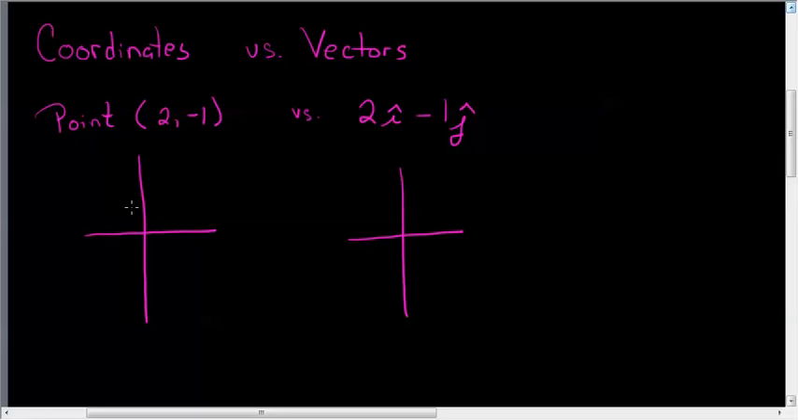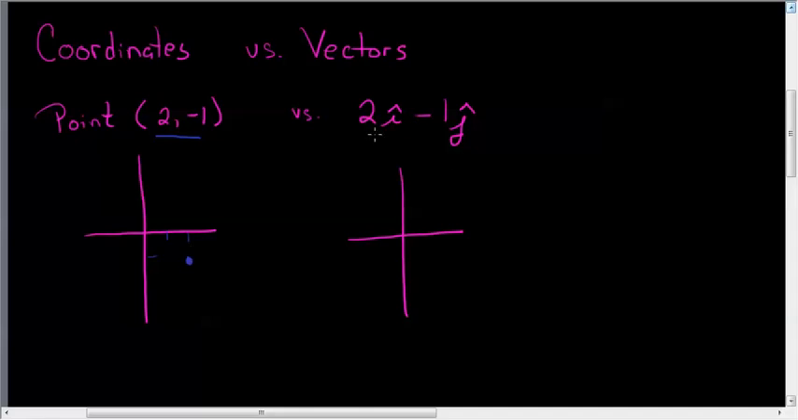Okay, this is lesson 14, the conclusion of lesson 14. Let's start with the difference between coordinates, the point (2, -1). This is the point (2, -1).